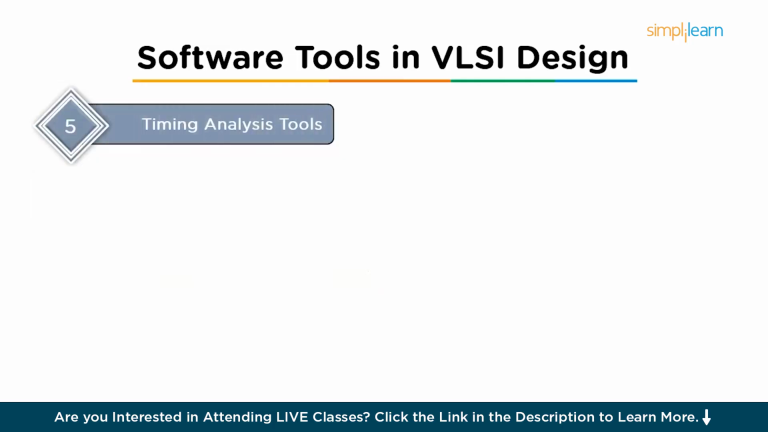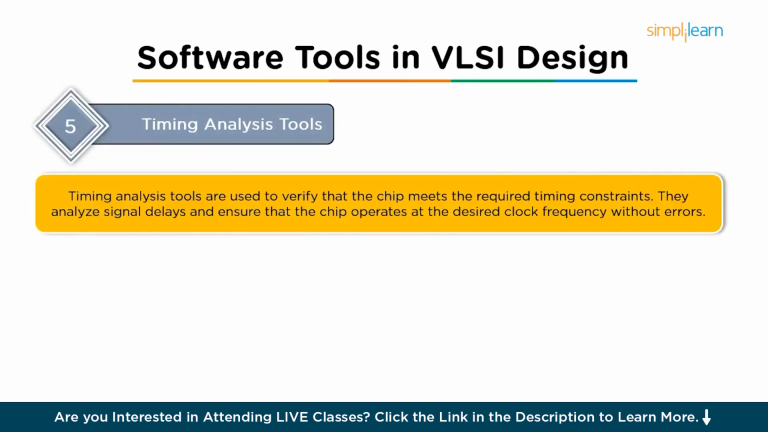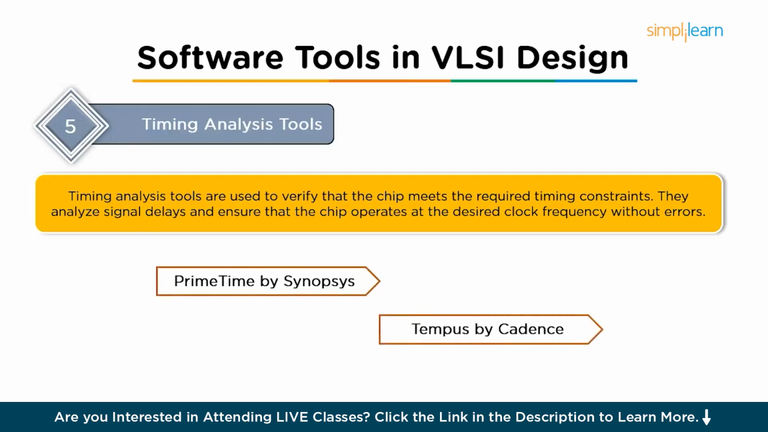Then comes the timing analysis tool. Timing analysis tools are used to verify that the chip meets the required timing constraints. They analyze the signal delays and ensure that the chip operates at the desired clock frequency without errors. Examples are PrimeTime by Synopsys, Tempus by Cadence.